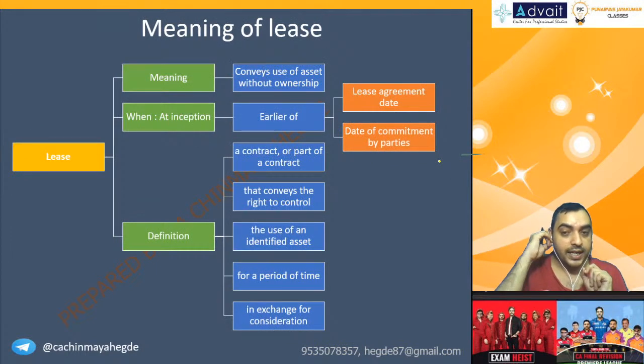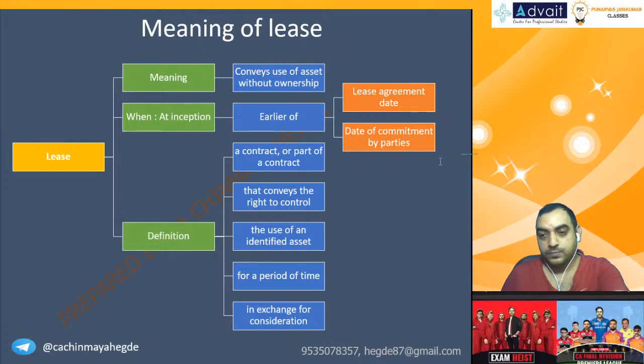Now let's come to this standard, lease. In Ind AS 116, what does it tell? A lease means it conveys the use of an asset, but ownership is not transferred.